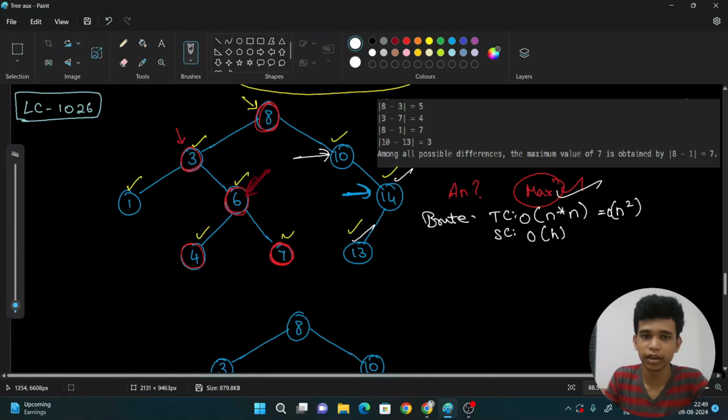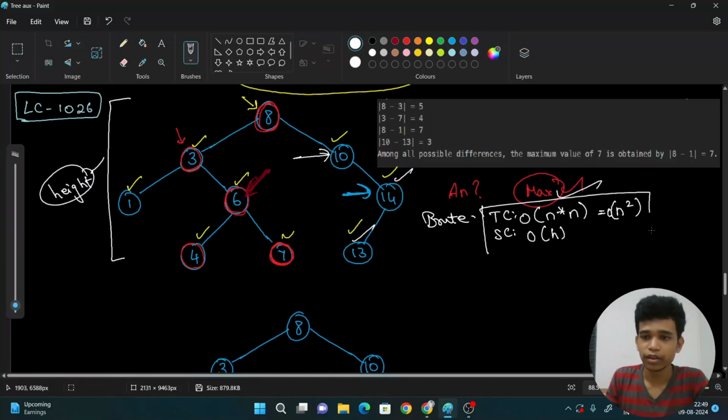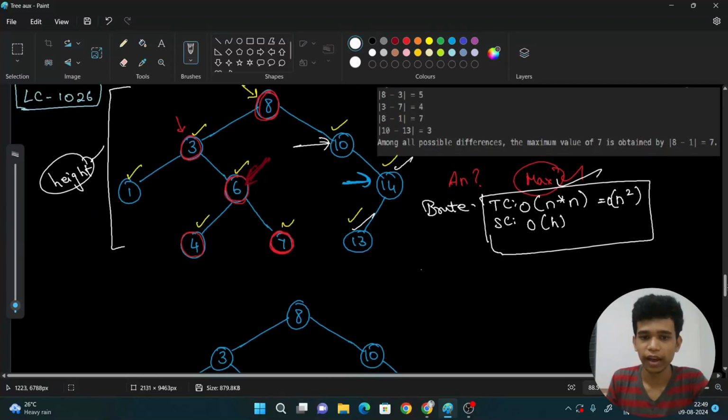Okay, what is the space complexity? It is O of h because we are doing a recursion, like we are going into a depth. So it is like this height. So it is O of h. The time complexity, okay. So this is huge, right? N square is huge. Can we reduce it?